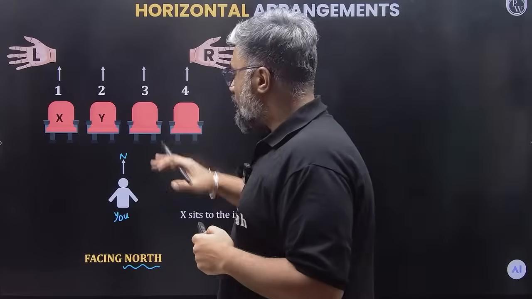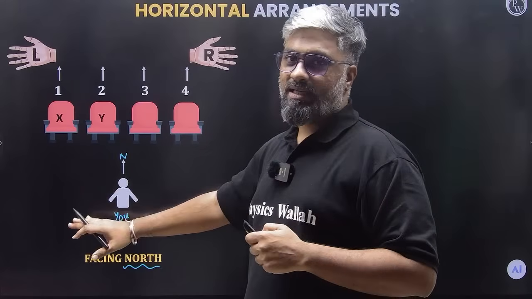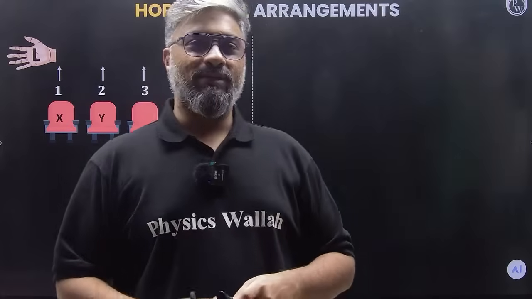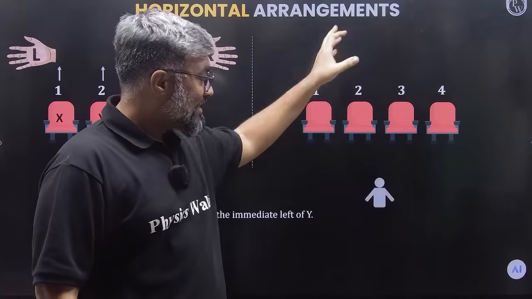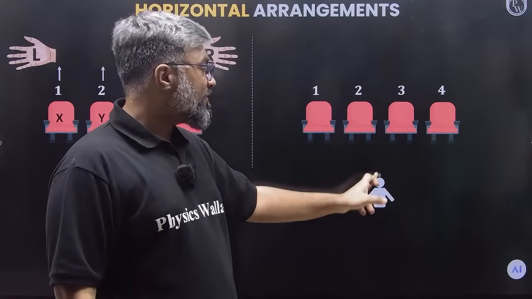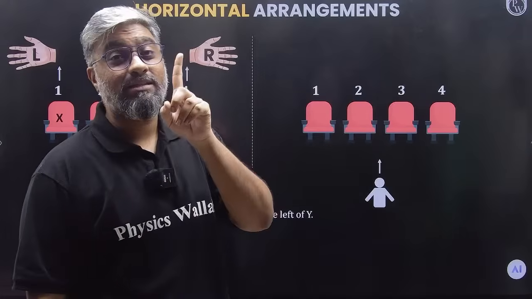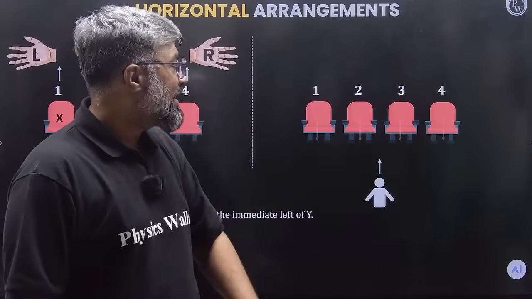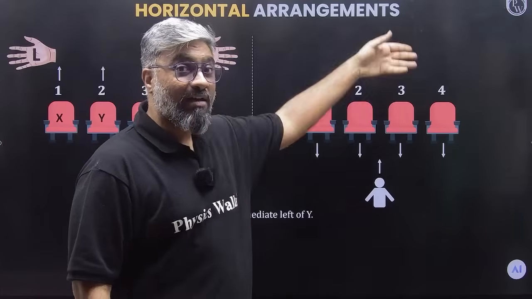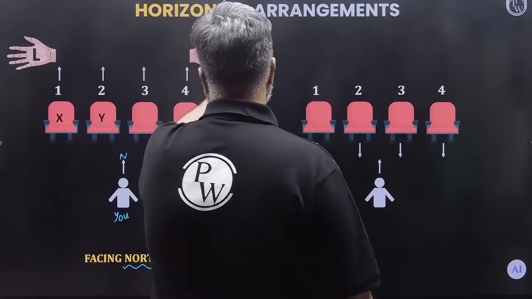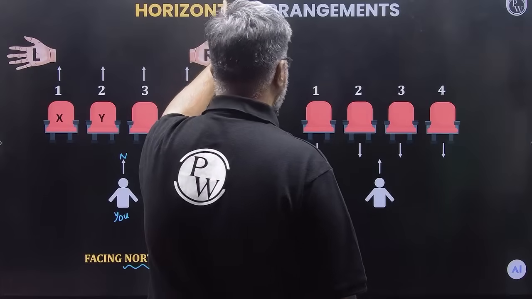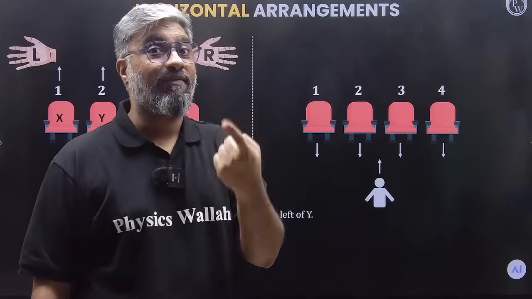Yes, yes, yes. So this is one case where people are facing north. Now let's take the opposite. What if same 4 seats, same you are facing north, but it is told directly or indirectly that the people you are arranging are facing south? Now what happens? I was facing north, I still continue to face north, but the people I am arranging are facing south.